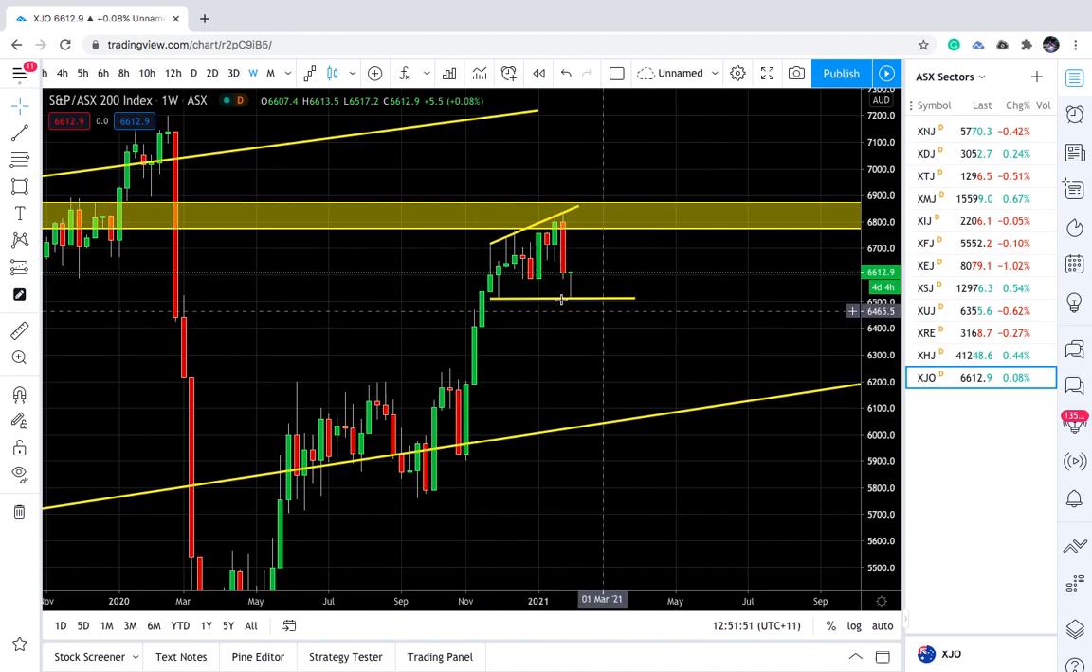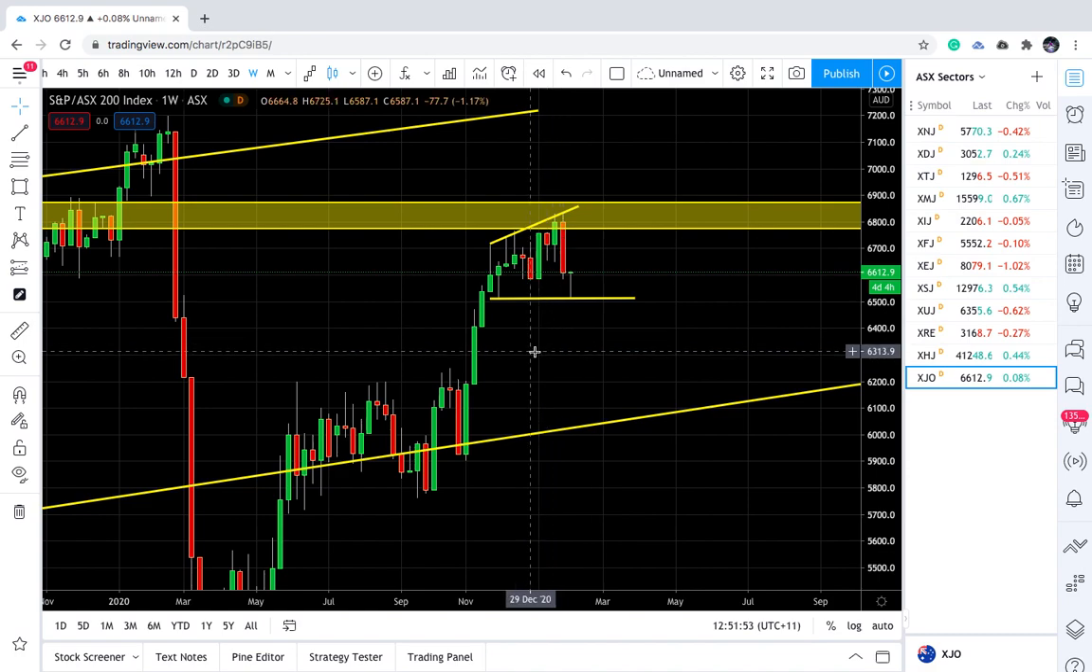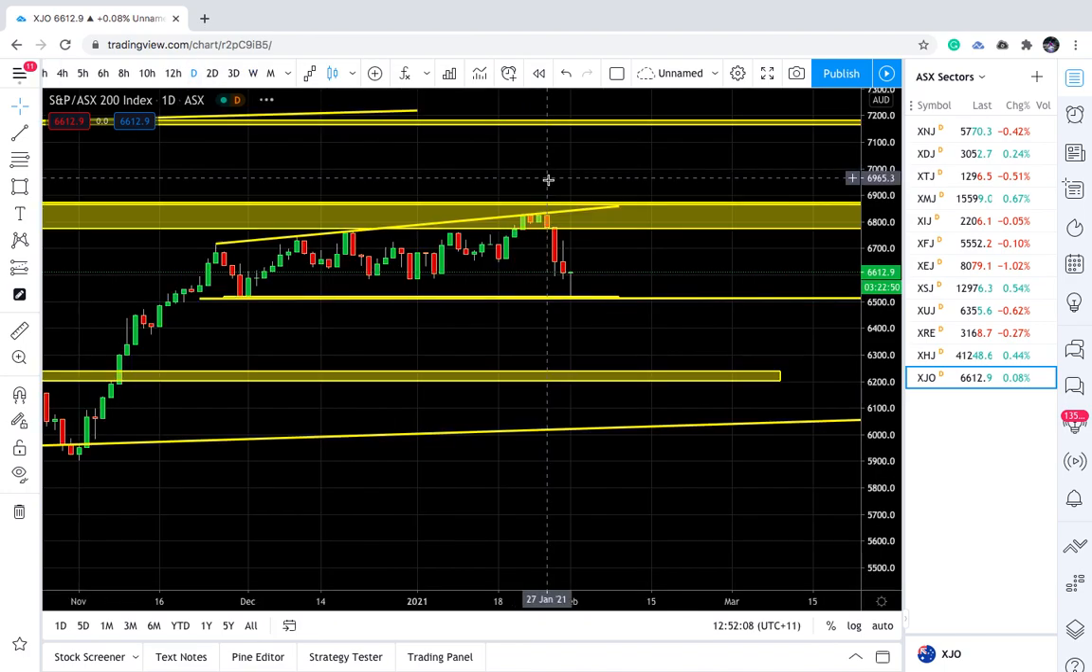So since we have a broadening formation at resistance, it doesn't literally mean anything yet, it's just a sign of weakness, a sign of possible bearish momentum. Anyway, we look at the daily chart now.